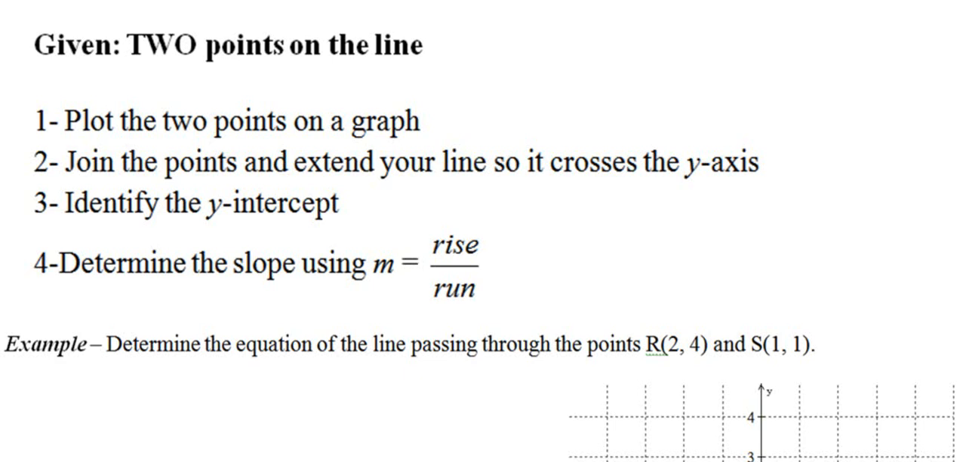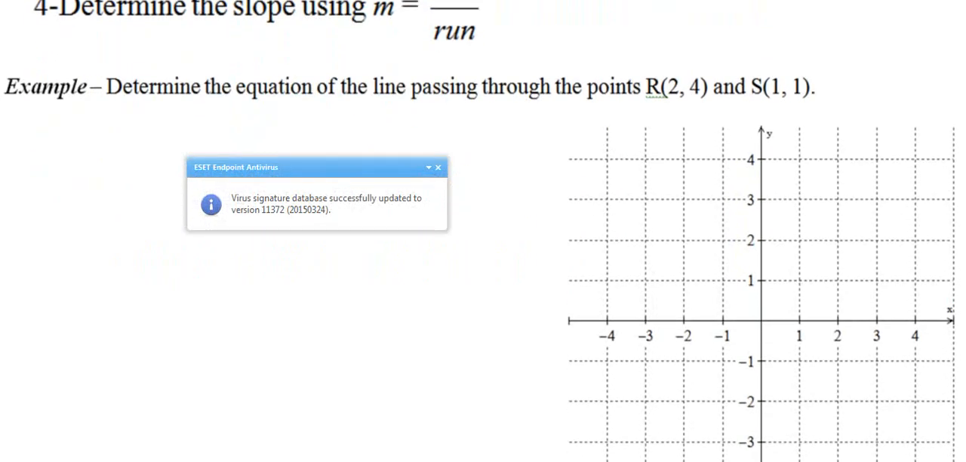Sorry. Let's do another one. This time you're given 2 points on the line. So what you're going to do is plot the 2 points on the graph. You're going to join the points, and extend the line so that it crosses the y-axis. And you're going to figure out what that y value is where it crosses the y-axis, because that's your y-intercept. And then you're going to look at your graph and figure out the slope using rise over run like you've done before.